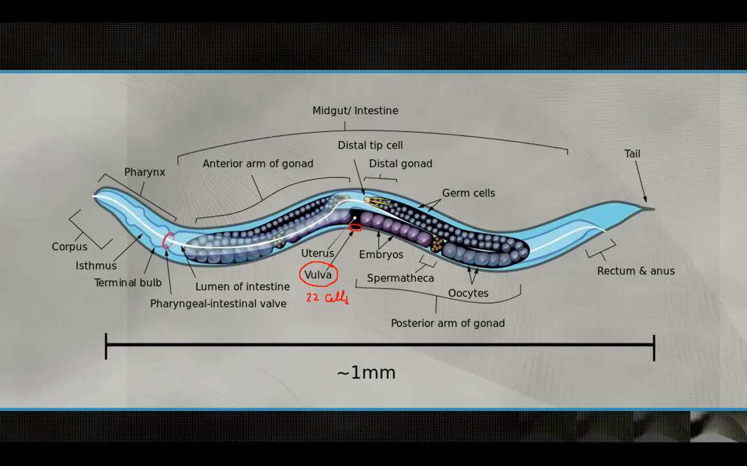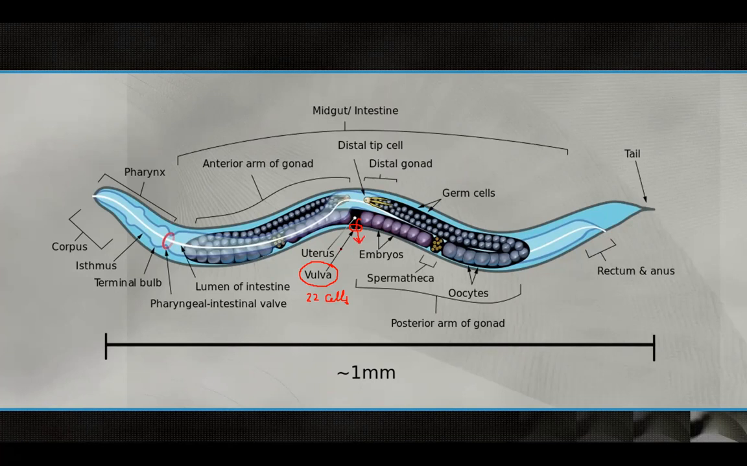cavity around the vulva. It is this vulva only from where the developing embryo can move outside the body. Okay, so it would be this vulva that will serve as the site from where the developing embryo can be laid outside the body.